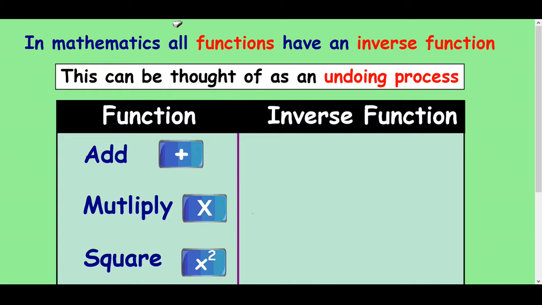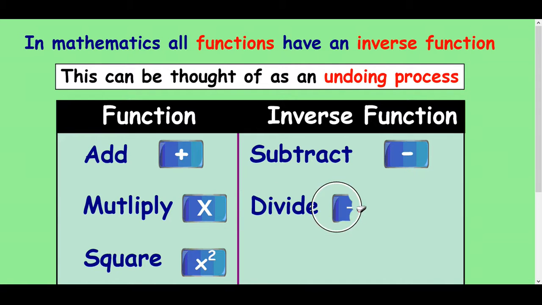So in mathematics, all functions have an inverse. This can be thought of as an undoing process, and we talked about this with adding. How do you get back from adding? Well, you subtract, so it gets you back to the start. Multiplying, the opposite of that is division. It'll get you back to the start. I think 7 times 10 is 70, and divide by 10 you get back to 7.